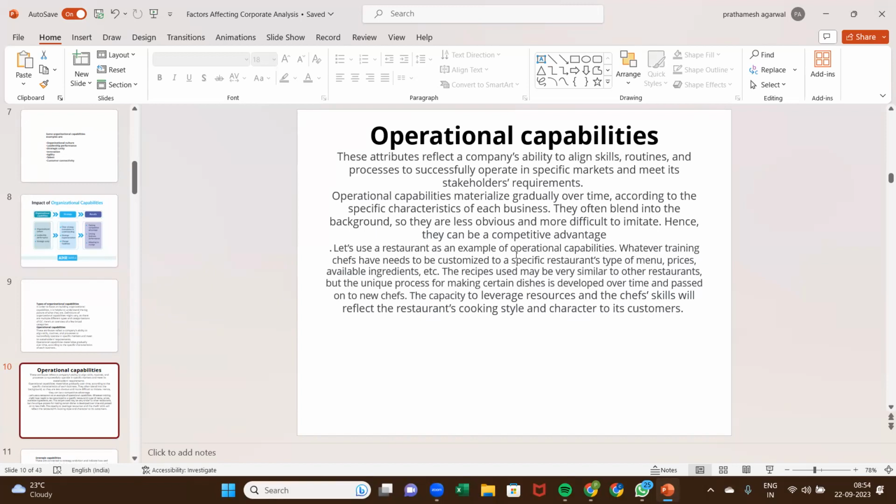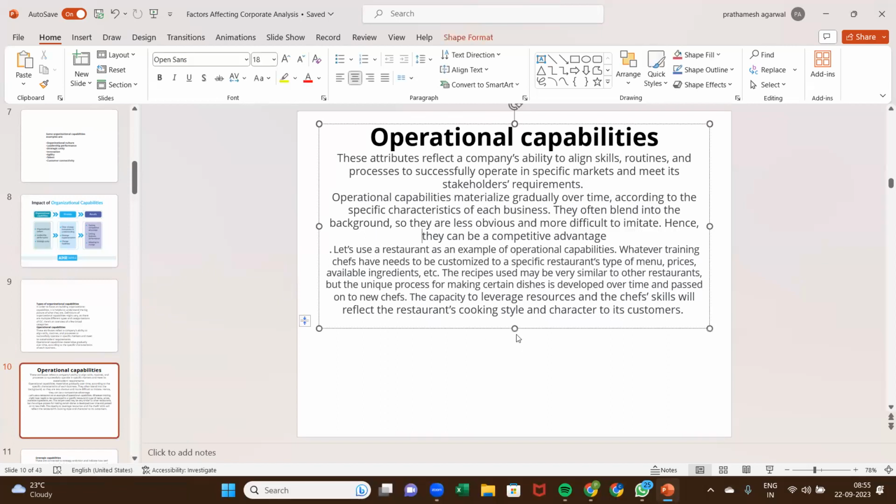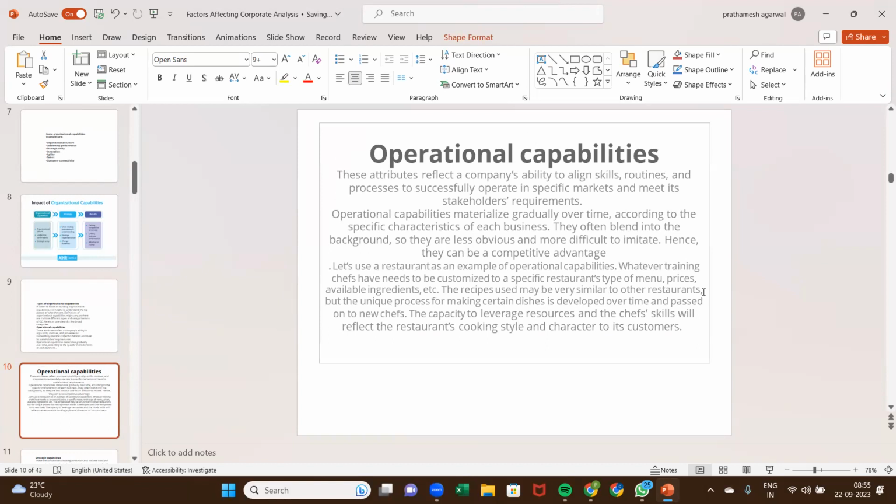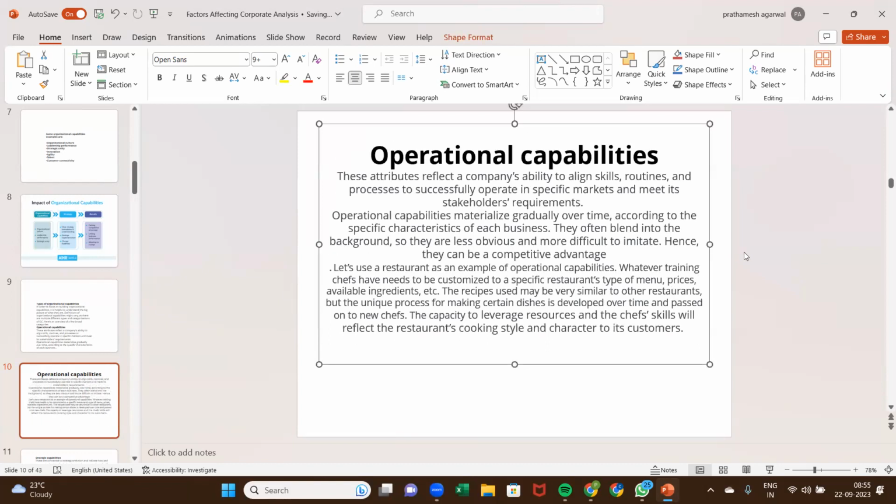So he's a very big stakeholder. Operational capabilities materialize gradually over time according to the specific characteristics of each business. As I told you, we are running a business, but everybody has got a different product. They often blend into the background, so they are less obvious and more difficult to imitate. So what happens is operational capabilities now gel with their work, so it becomes difficult to replace, right? They're working behind the curtain. So it becomes difficult for us to replace them all of a sudden. Hence, they can be a competitive advantage.